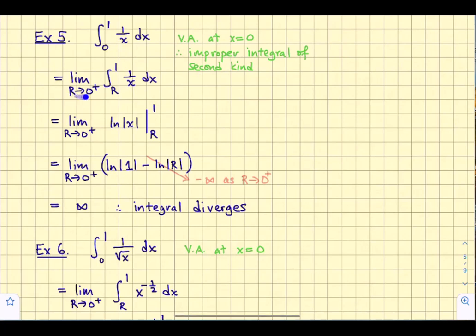So once again, we will rewrite this as a limit of proper integrals. We'll anti-differentiate, evaluate between limits. Now we'll take the limit. As r goes to 0 from the right, this is going to minus infinity. This is just a 0. So again, the minus infinity gives us a plus infinity, and we get that this improper integral diverges.